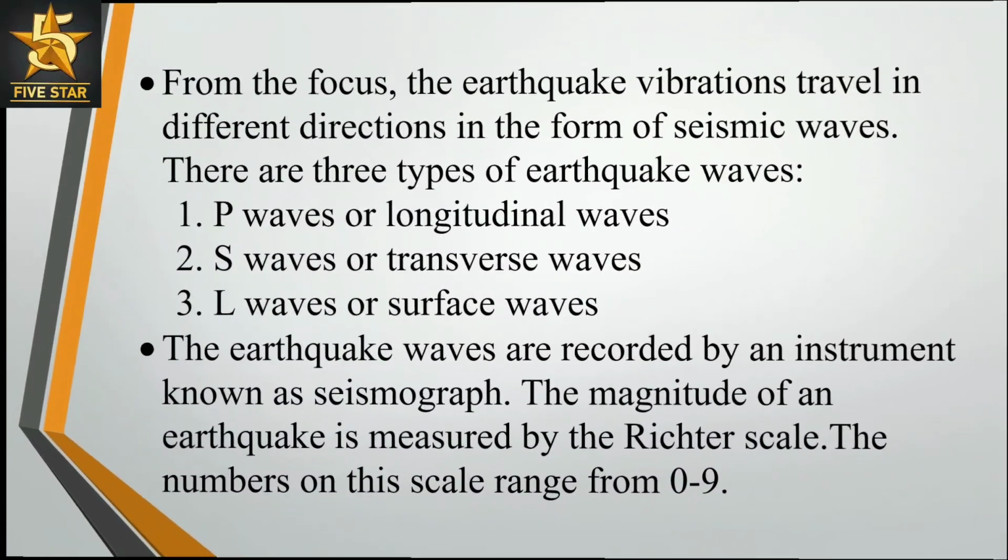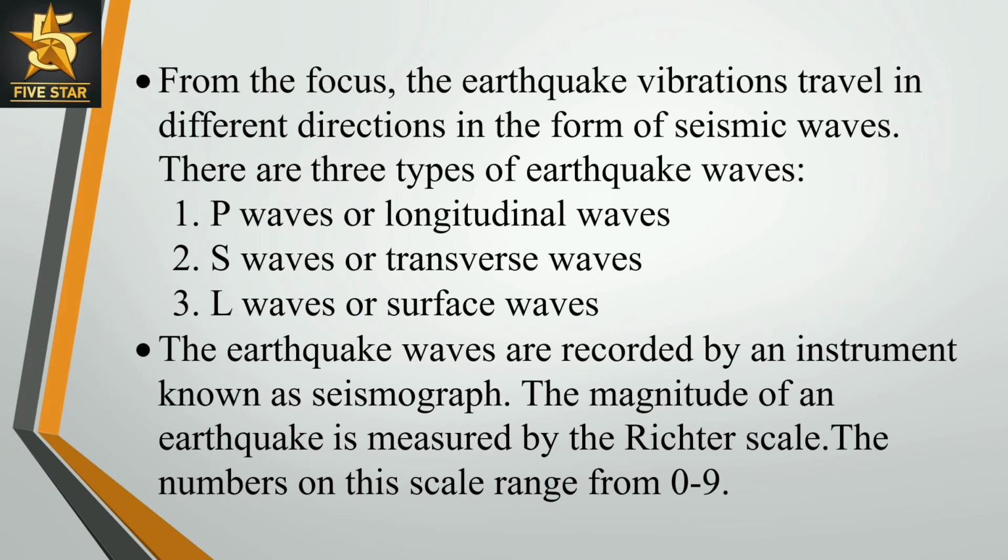From the focus, the earthquake vibrations travel in different directions in the form of seismic waves. There are three types of earthquake waves: P waves or longitudinal waves, S waves or transverse waves, L waves or surface waves. The earthquake waves are recorded by an instrument known as a seismograph. The magnitude of an earthquake is measured by the Richter scale.